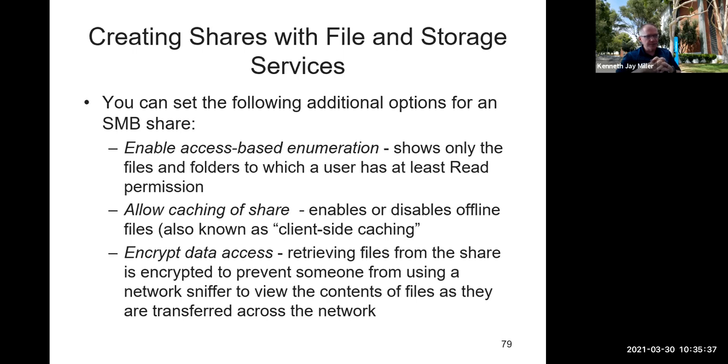Now you can set the following additional options for an SMB share. Enable access-based enumeration shows only the files and folders to which a user has at least read permission. Allow caching of the share enables or disables offline files, known as client-side caching. This lets the system keep a listing of the contents, and when they double click the file, it goes across the network to get it. The original listing is not a network connection, to save bandwidth. If we disable that, they will only see the files that they can see.